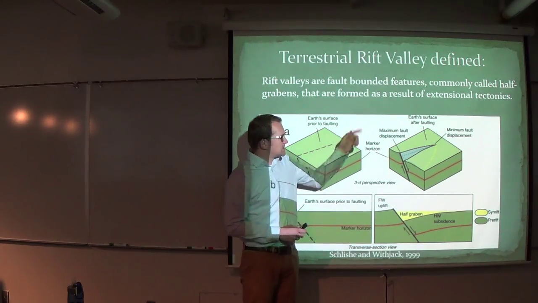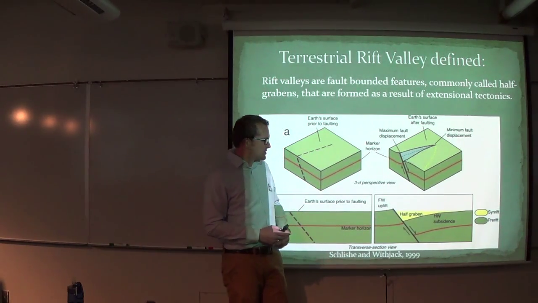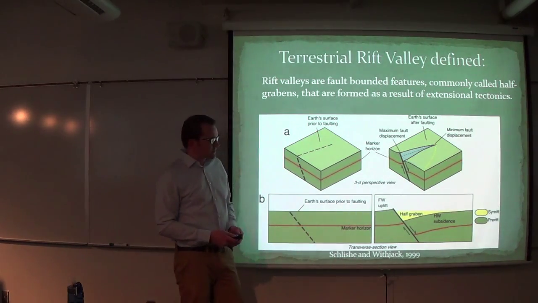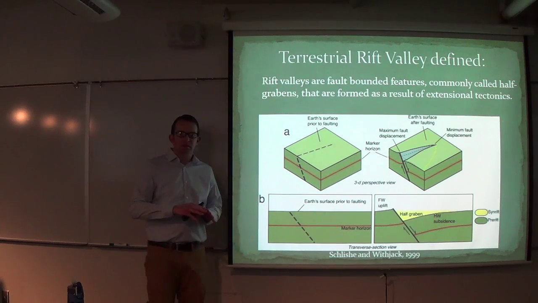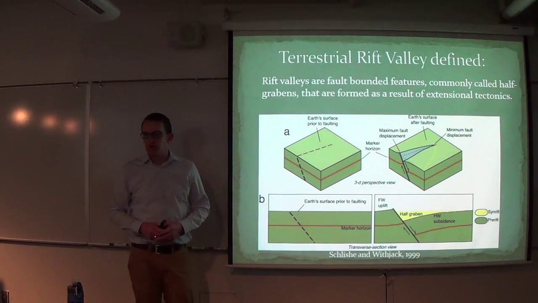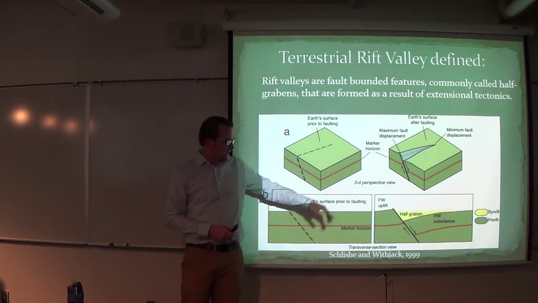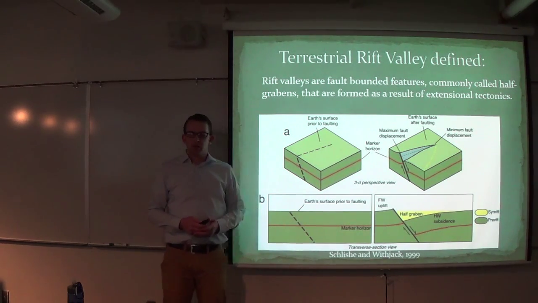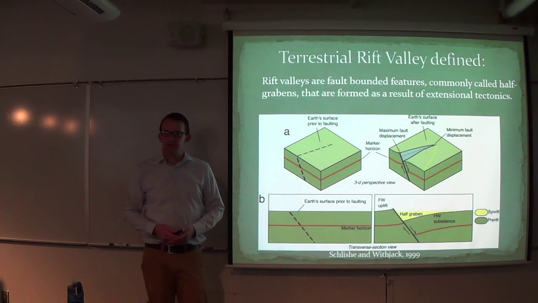And this half-graben feature that I talked about in the definition is referring to this wedge shape that forms as a result of the hanging wall being subsided relative to the footwall. And a half-graben is where accommodation space is created and where sediment and water and organics are able to accumulate.